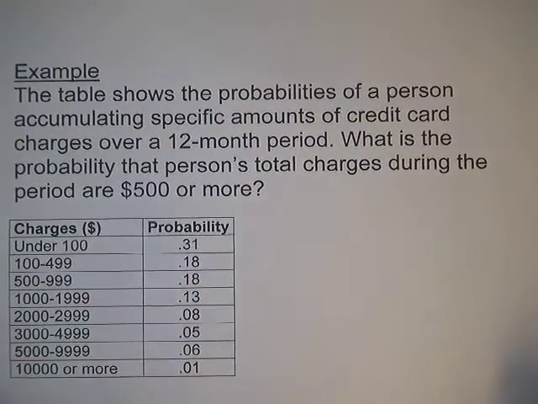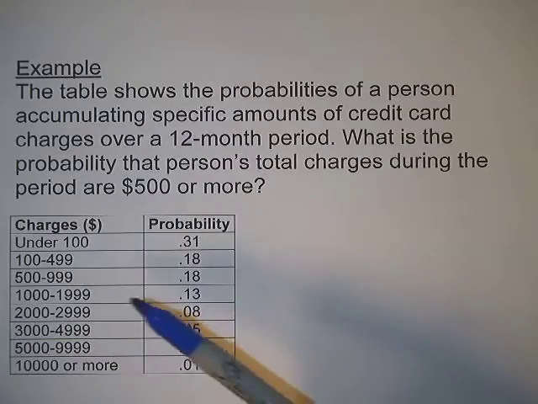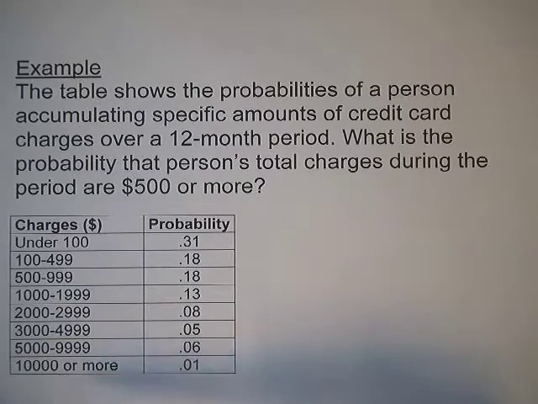So sometimes this idea of a complement helps to calculate probabilities in a faster way. This table here shows the probability of a person accumulating specific amounts of credit card charges over a 12-month period. The question now is: what's the probability that a person's total charges during the period are $500 or more? If we look at this probability distribution, we can see all of the different charge intervals and the corresponding probabilities.